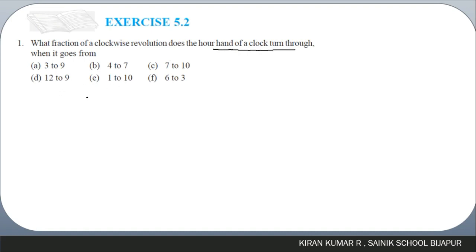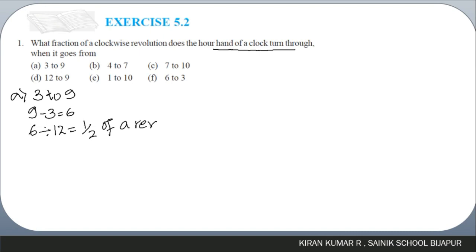There are 6 sub questions in that. In the first one, we have 3 to 9. It means 9 minus 3, which is equal to 6. I need to divide this 6 by 12 because there are totally 12 hours. I'll get 1 by 2. So 1 by 2 of a revolution is made by our hand. This is how we solve.